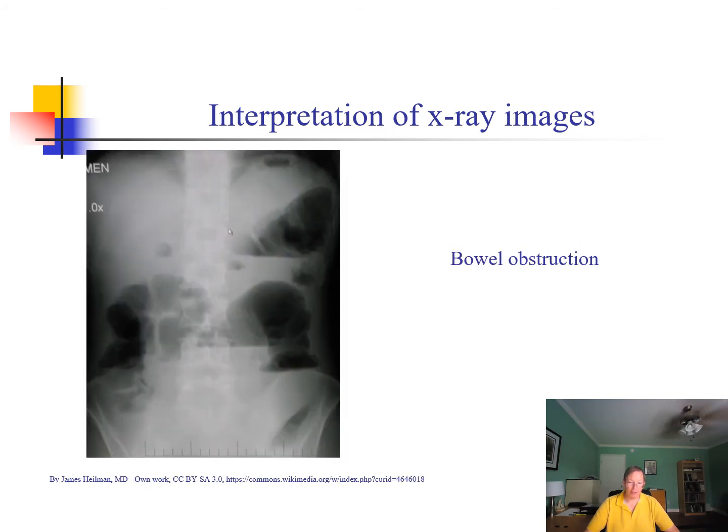In contrast to that, this is a person that has an obstruction in their bowel. And you can see that there's not only these darker areas, but there's also a line. And that's because there's a fluid air level. There's gas, and then there's fluid up here. And this is an example of an obstruction that would be present in the bowel. It's also, you see, bigger. It's more dilated in terms of these loops of bowel.